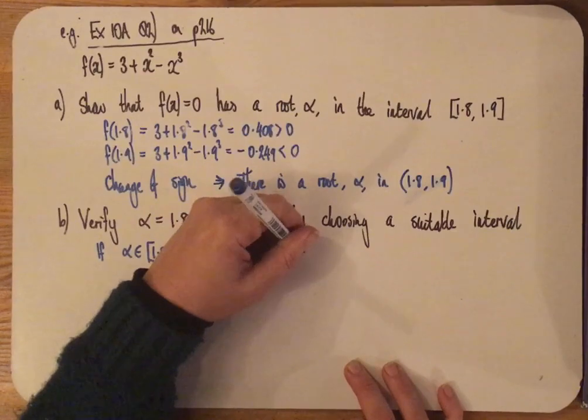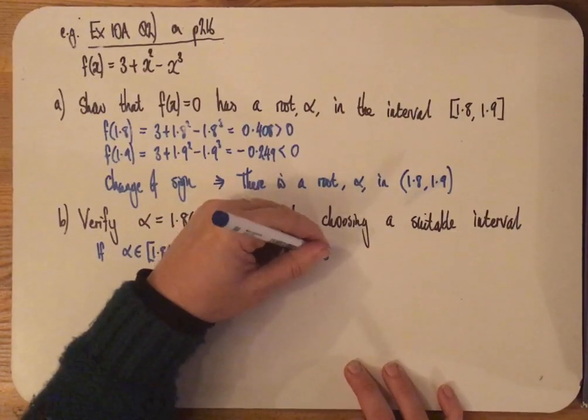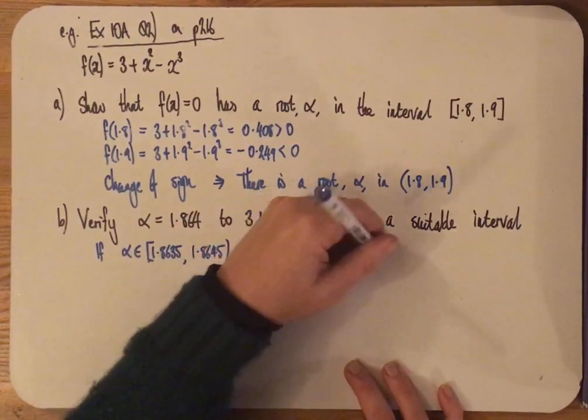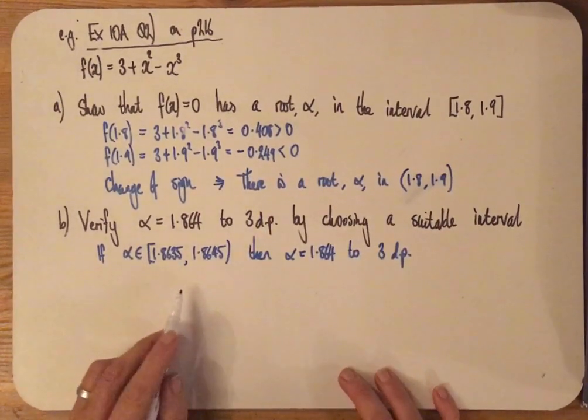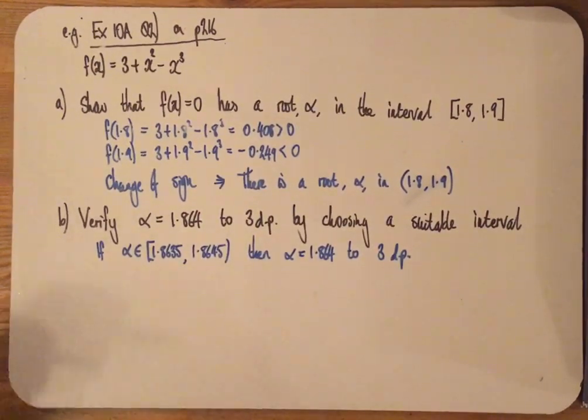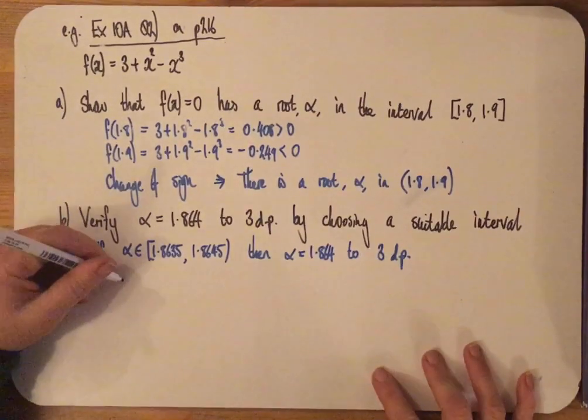So if you're between there and there, then alpha equals 1.864 to 3 dp. So you just need to think about how you round your numbers. Go to one more decimal place than what you've got here. And then you do change of sign.